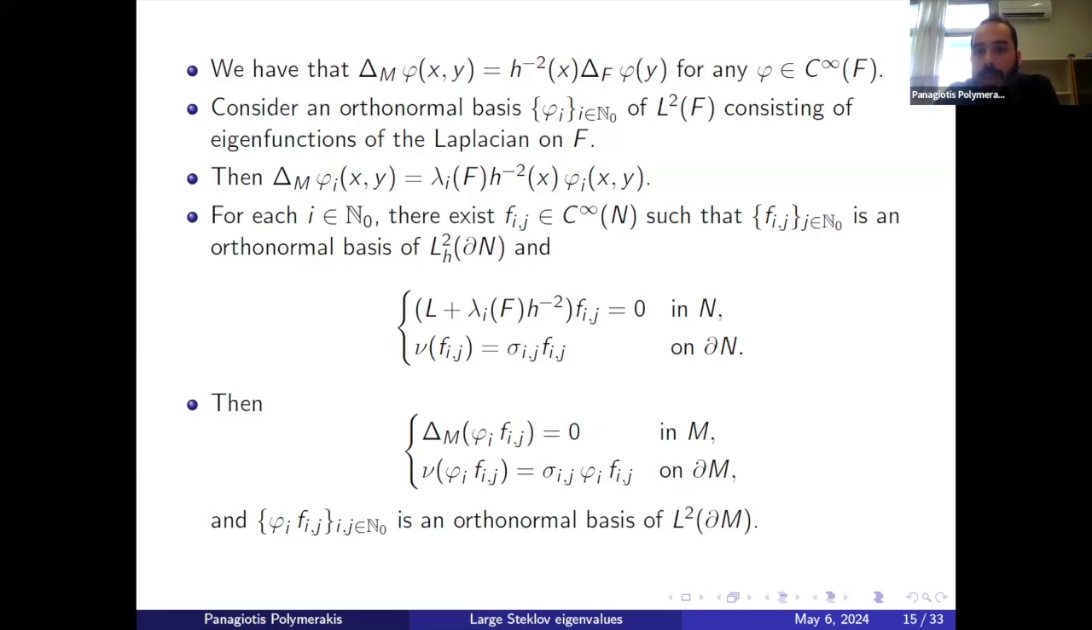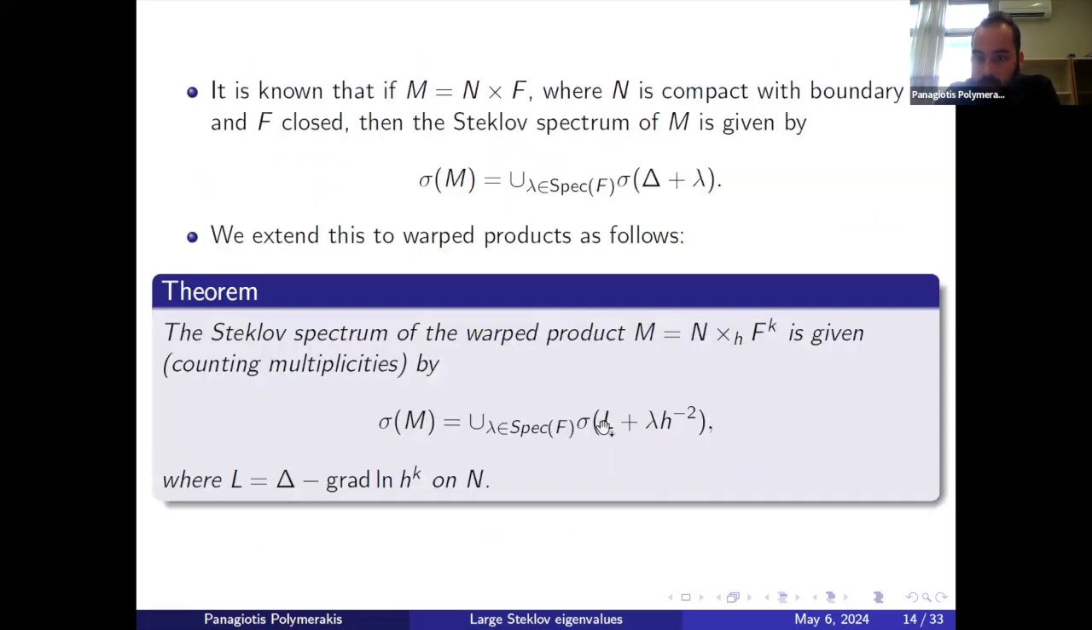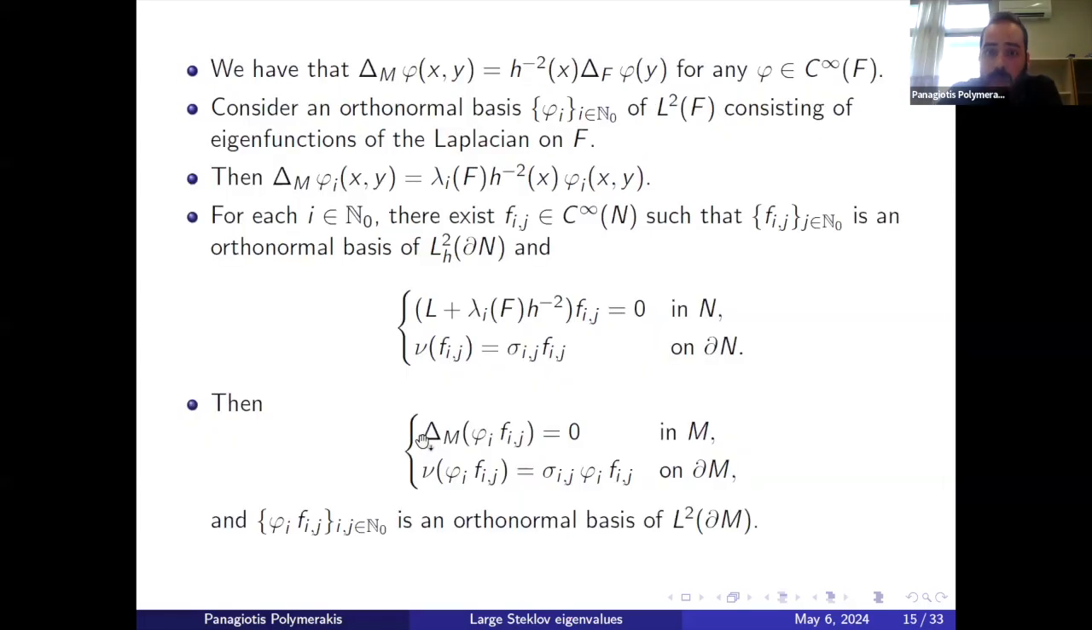So we have that each of these Steklov spectra are contained in the Steklov spectrum of the warped product. And finally, it is easily checked that if we do this for all i, then we obtain an orthonormal basis of L2 of the boundary. Therefore, in this way, we have obtained the whole Steklov spectrum of the warped product.